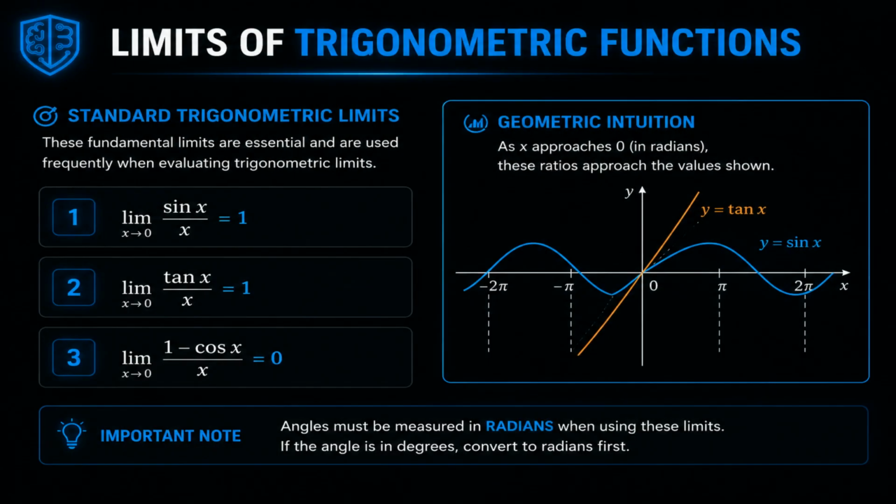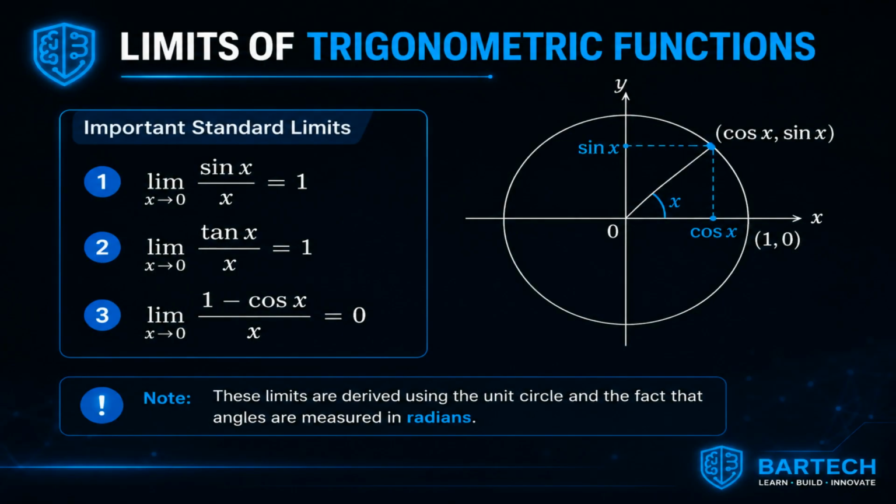Trigonometric limits have their own special rules. Fundamental limits, like the sine of x over x approaching 1, are cornerstones of calculus, but always remember to keep your angles in radians. These standard trigonometric limits are derived from geometric properties on the unit circle. They form the basis for solving more complex problems involving trigonometric functions.